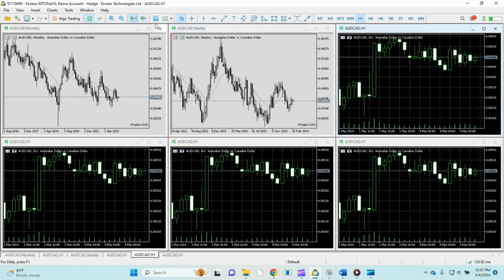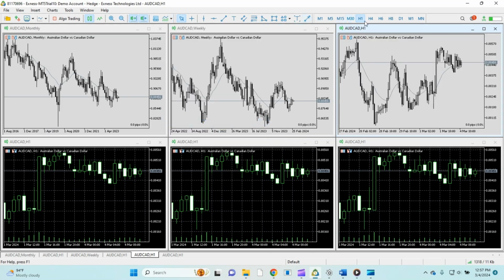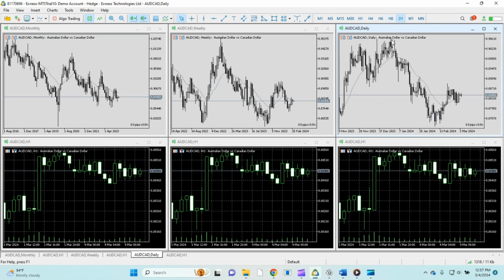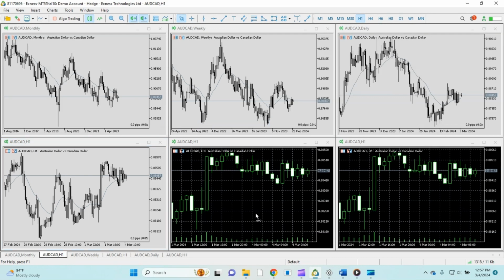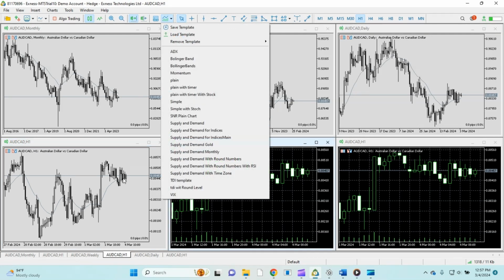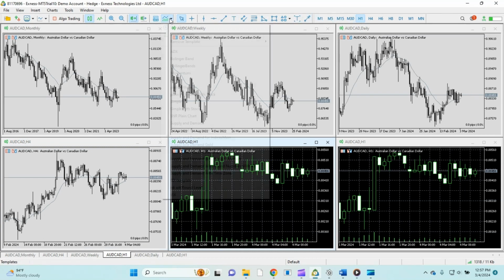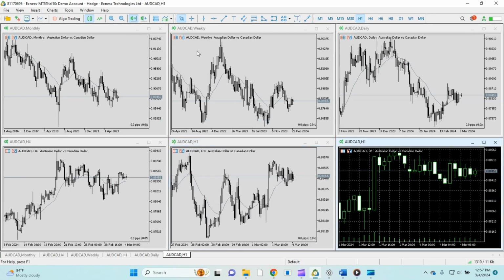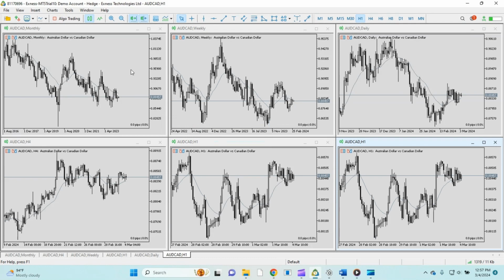This is weekly. This is daily. This is 4 hourly chart. This is 4 hourly. This is the daily chart. This is the 15 minutes chart. So after doing this, it's easy for you to just look and see what the market is doing.